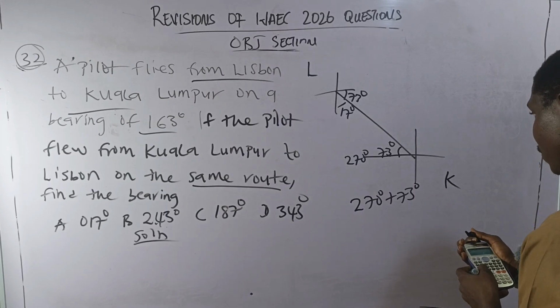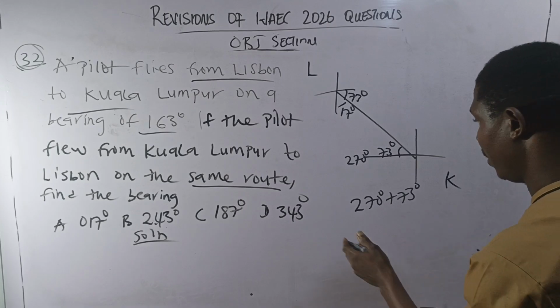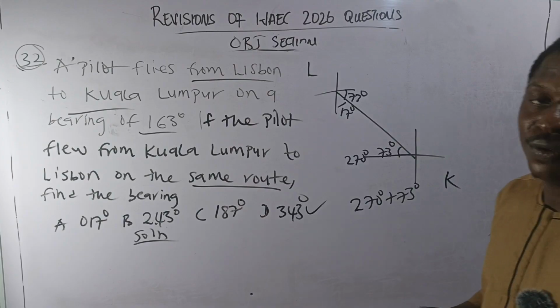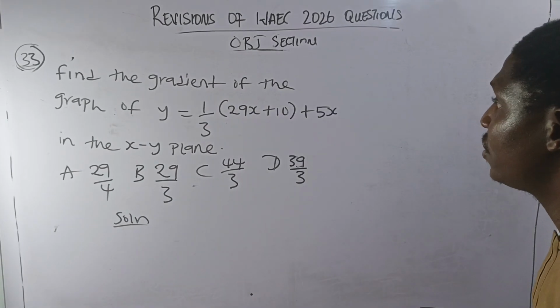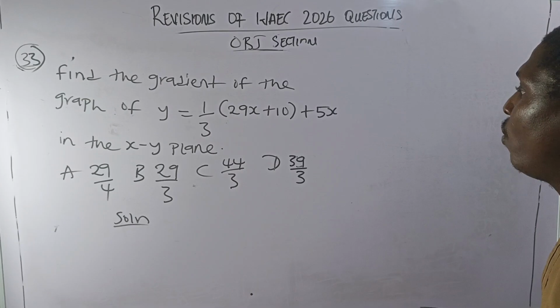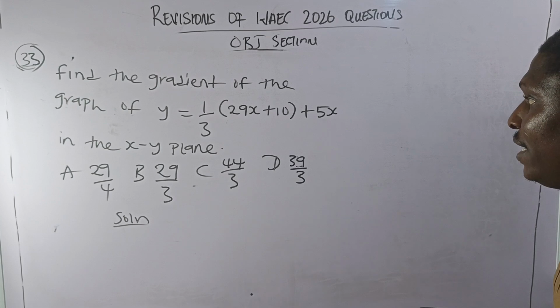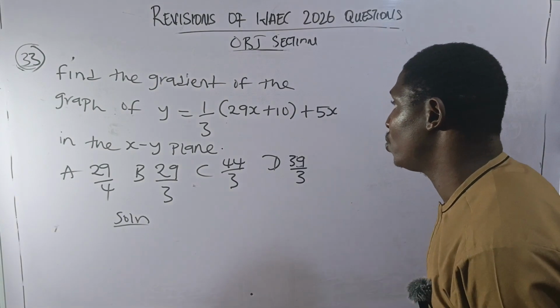So I have 270 plus 73 to give me 343 degrees, which happens to be option D. Thank you. We have question 33: find the gradient of the graph of y equals 1 over 3 in brackets 29x plus 10 close bracket plus 5x in the xy plane. It said we should find the gradient, and this is the solution.